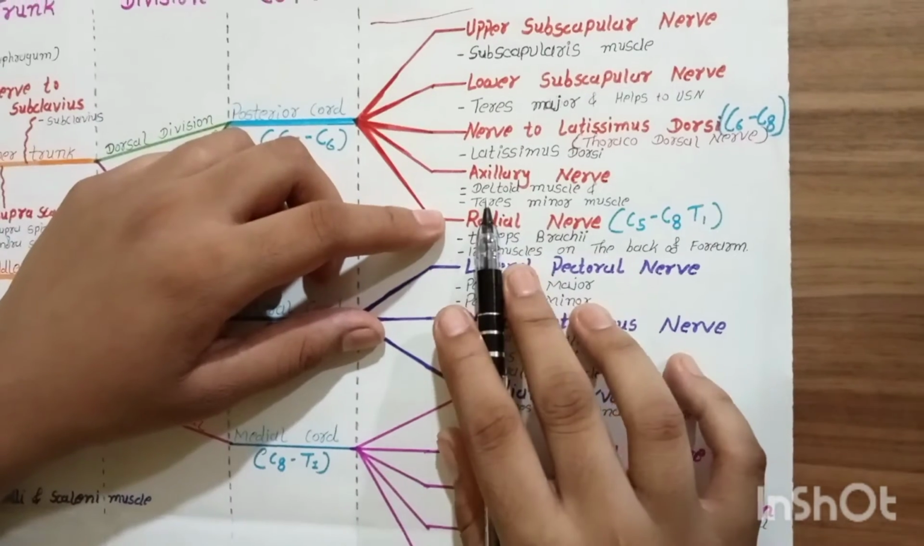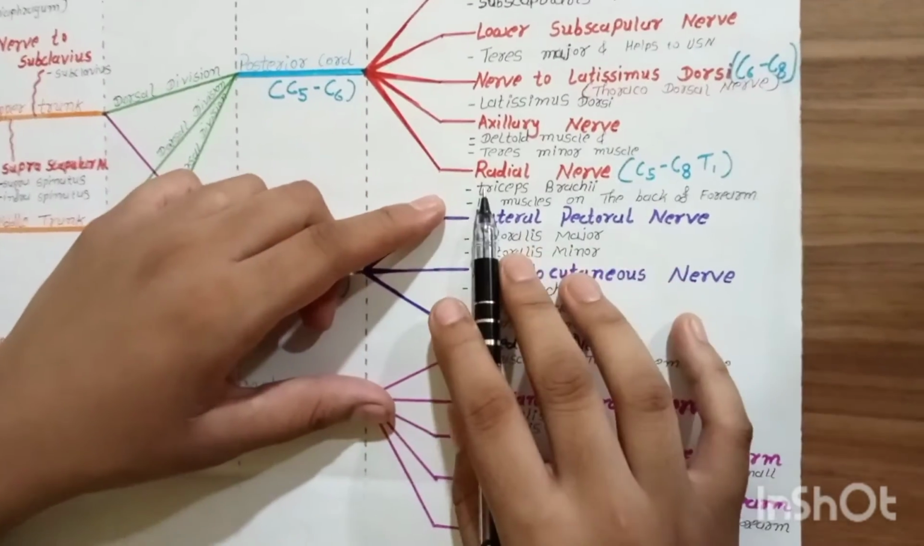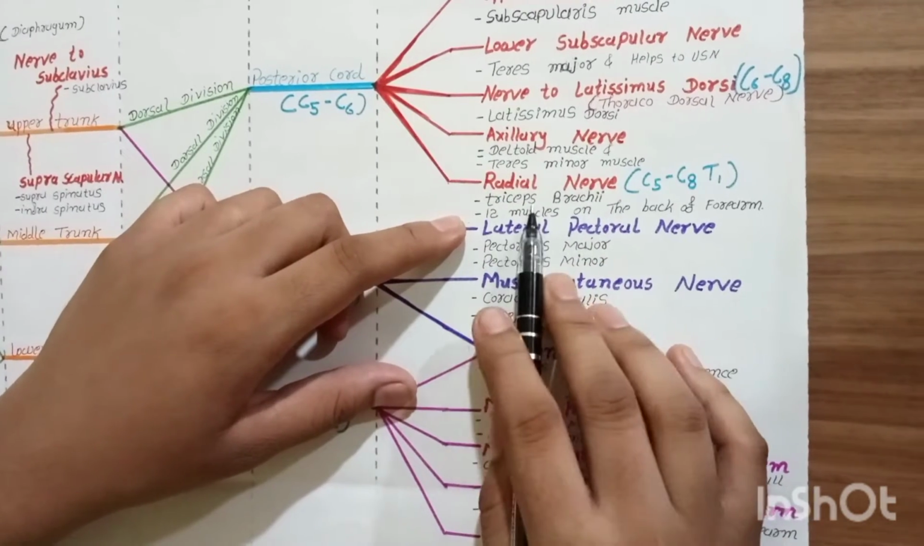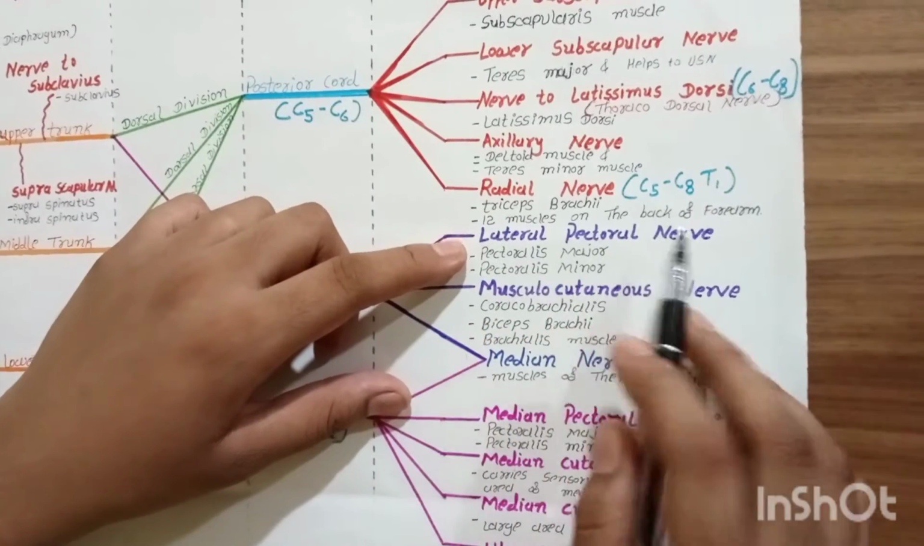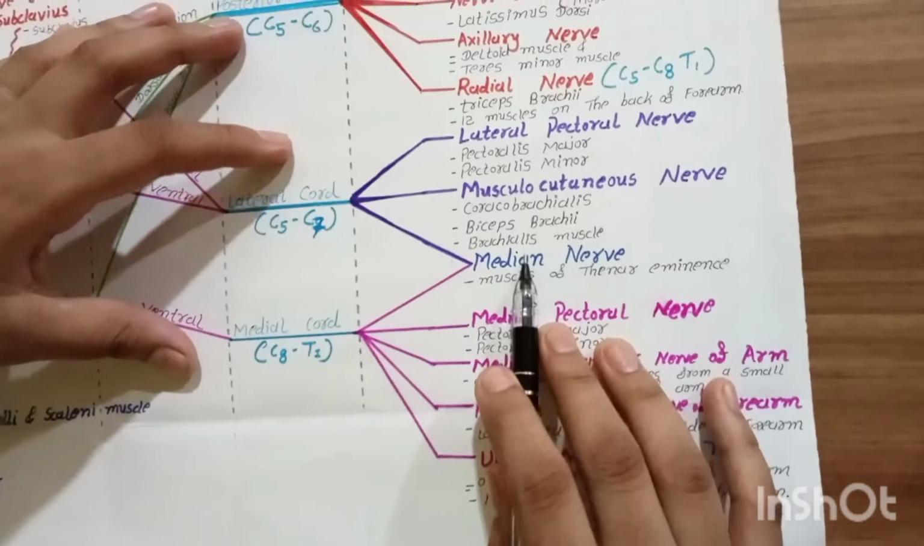Axillary nerve, which supplies the deltoid and teres minor muscles. And the last is the radial nerve, which supplies the triceps brachii and the 12 muscles on the back of the forearm. Branches of the lateral cord.